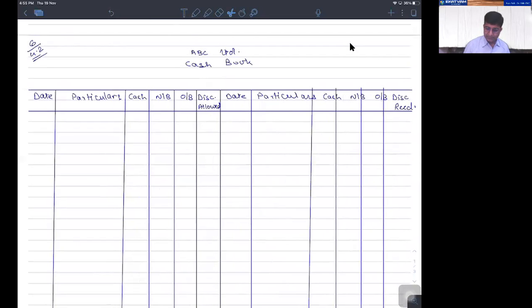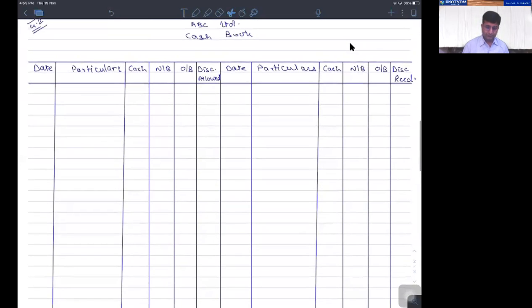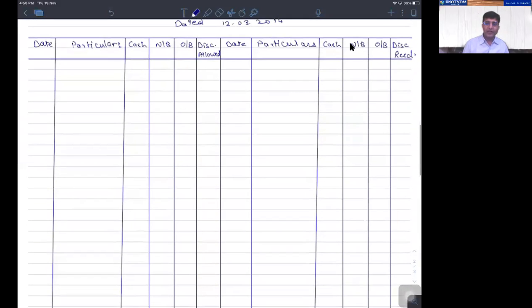Shall I start? Cash book dated 12th March 2014. The very first that they have given are the opening balances related to cash and bank. So what will I do? I'll first present those opening balances. Yes or no?